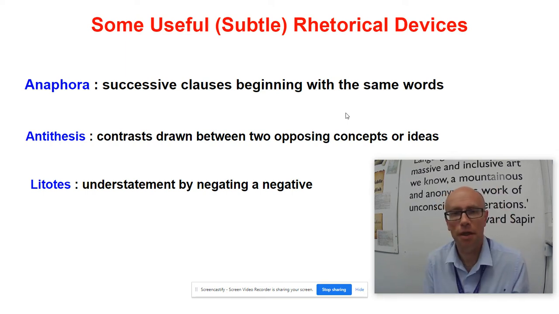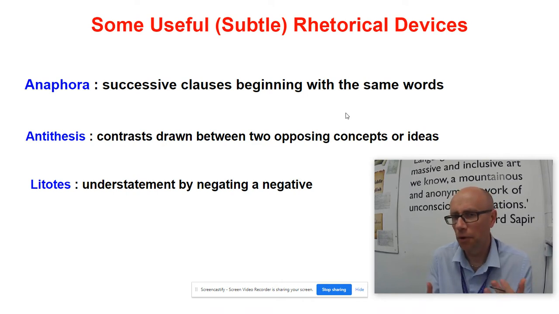Or if I said something like, well, Messi, he's not the worst footballer in the world, I'm sort of ironically using litotes there in order to indicate that he is the best footballer in the world. So litotes is useful to use in a kind of ironic way, where you don't want to be just sort of boringly direct all of the time.